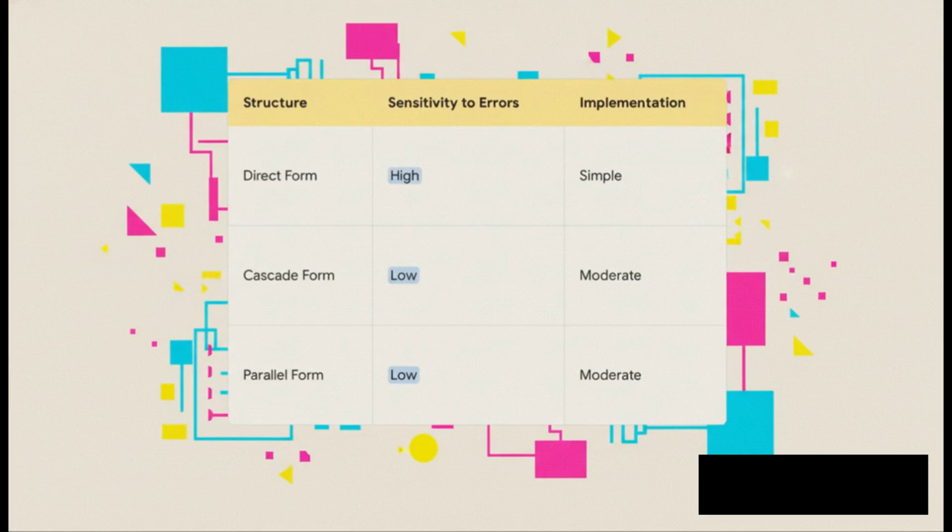So when you look at it this way, the choice is pretty clear. The direct form might look simple on a whiteboard, but the cascade and parallel forms are the ones that actually work reliably. It's a classic engineering trade-off. You accept a little more complexity in the design to get a whole lot more robustness in the final product.